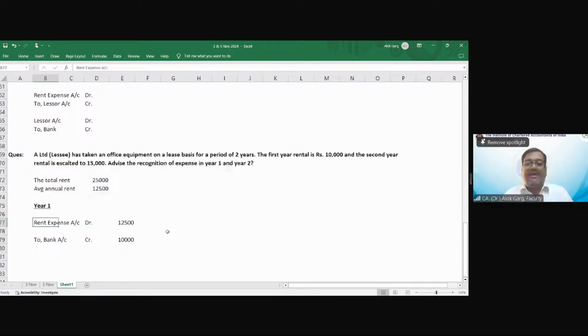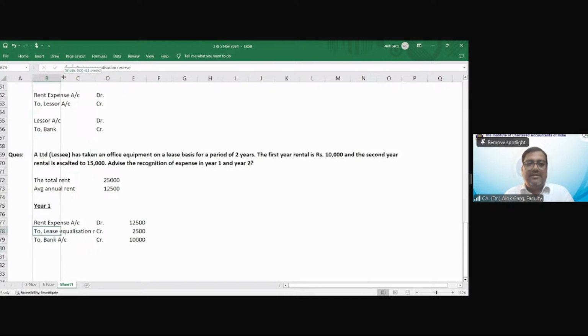Debit is 12,500. I need to compensate this credit also. To what? To lease equalization reserve. Debit or credit? Credit. How much? 12,500 minus 10,000. So another liability is going to be created. It's a lease equalization reserve liability.